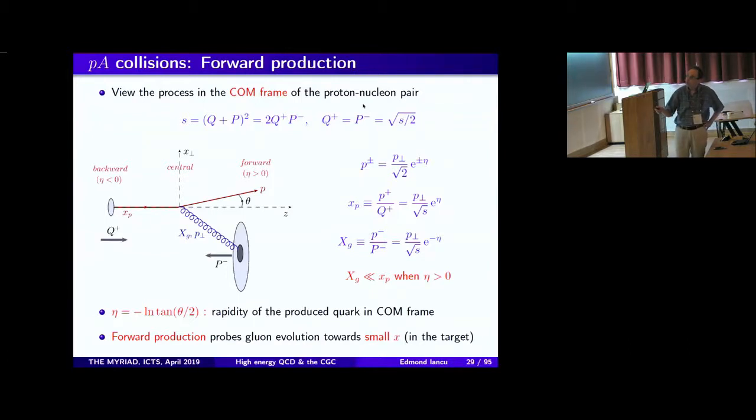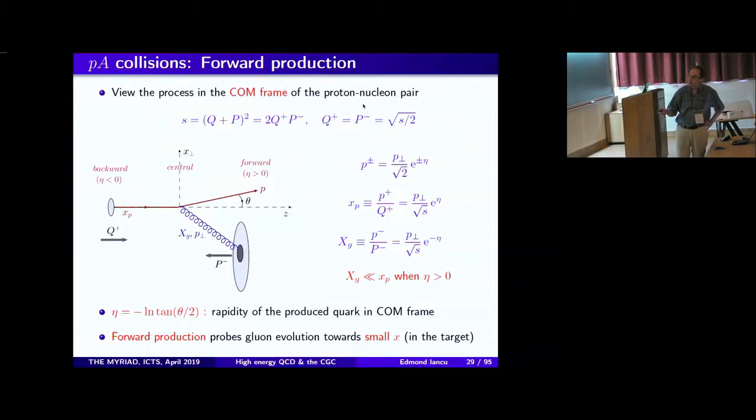So I'm looking now in the center of mass frame of the proton-nucleon pair. The energy in the center of mass is Q plus P squared, which is 2 Q plus P minus, because one has only a plus component and the other only a minus component. And since I'm in the center of mass, Q plus and P minus are equal to each other, and they're equal to square root of S divided by 2 by construction.